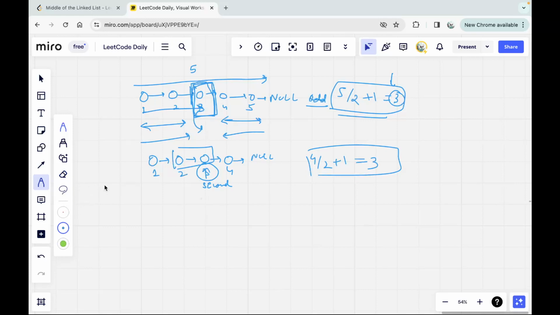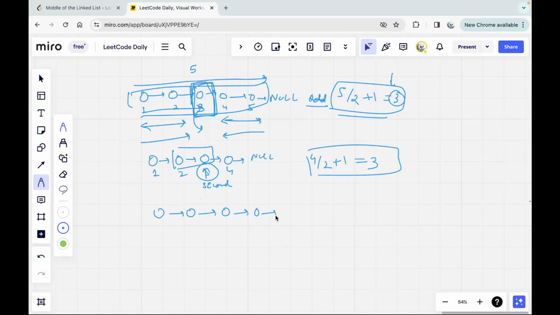But in this video we're going to discuss the approach which is going to give you the middle node in one pass only. All right, so let's see how. Sorry, not one iteration, basically in linear time. Okay, so let's say we have these nodes, right?